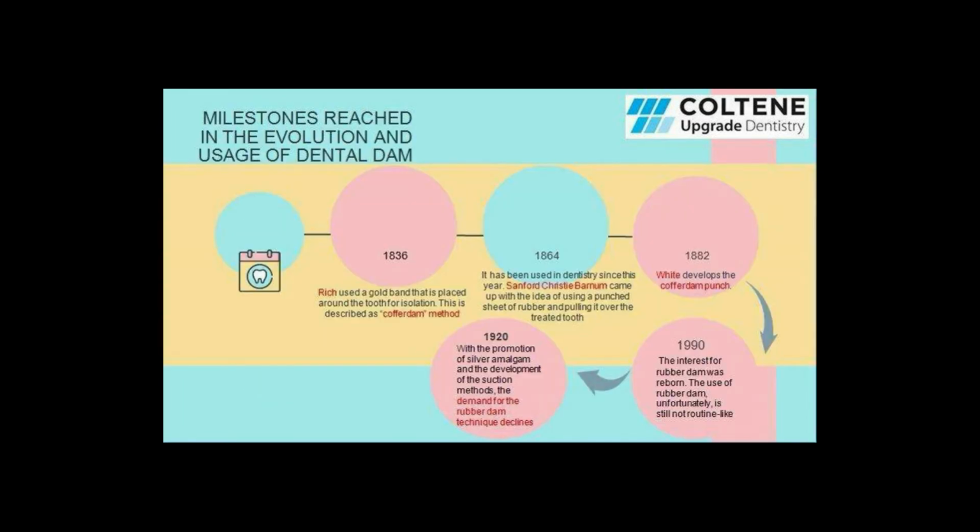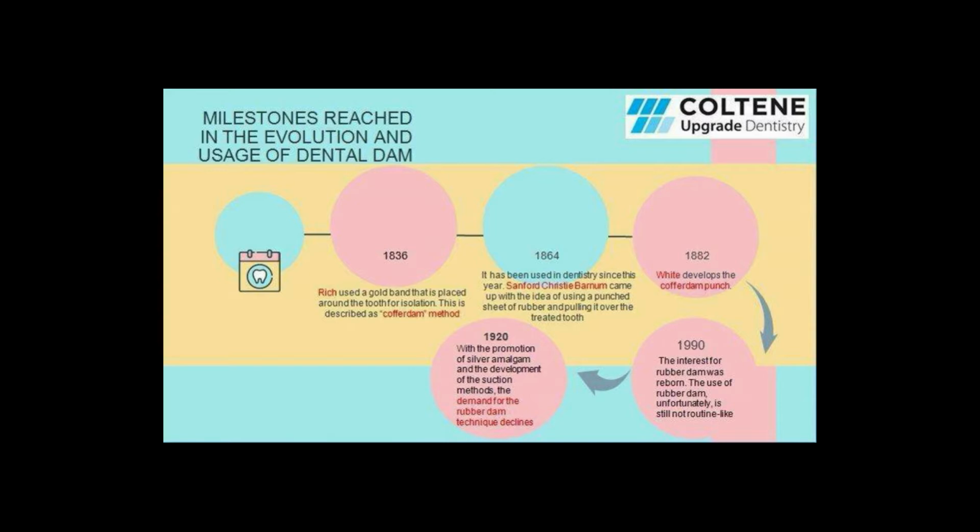Now, the various milestones reached in the evolution and usage of dental dam. In the year 1836, Rich used a gold band placed around the tooth for isolation. This was described as the coffer dam method, and we can say that it was a prototype of today's rubber dam. 1864, it has been used in dentistry since this year. Sanford Christie Barnum came up with the idea of using a punched sheet of rubber and pulling it over the treated tooth. In 1882, White developed the cofferdam punch.